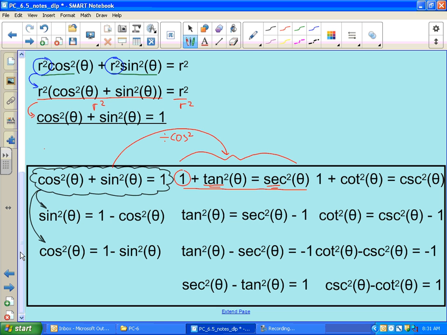And then from that, all we simply did is we moved things around. So let's say we subtract 1 to the other side. We get tan squared equals secant squared minus 1. What if we subtract secant squared to the left and move the 1 to the other side? Then we get tan squared minus secant squared equals negative 1. What if we do secant squared minus tan squared? Then we get 1.